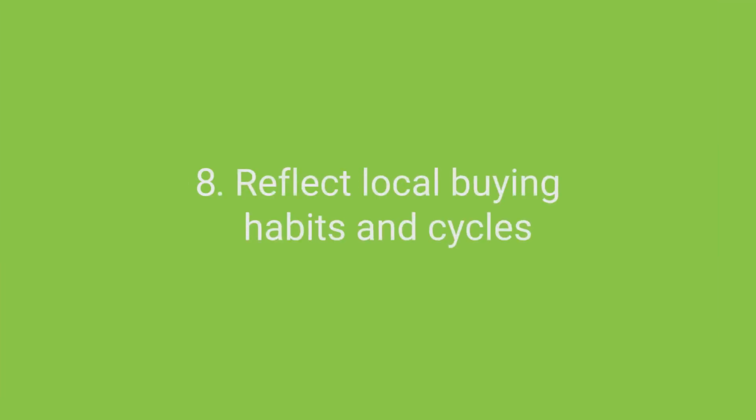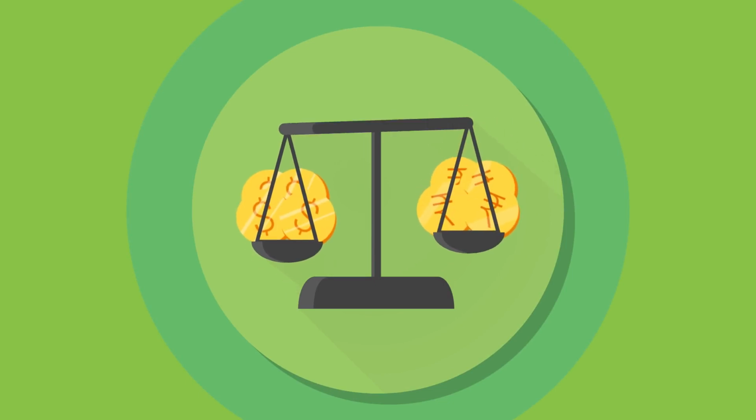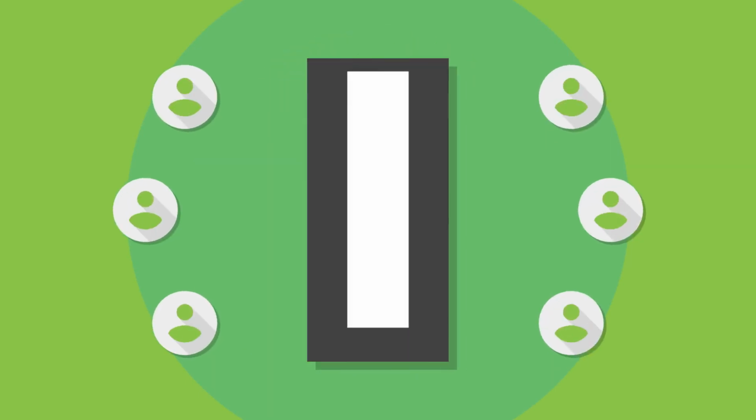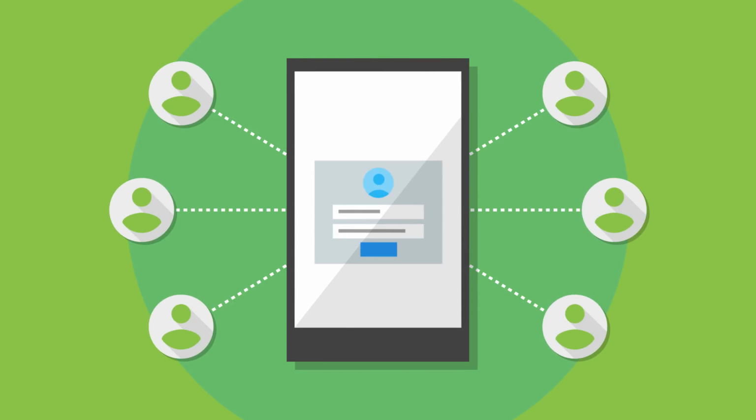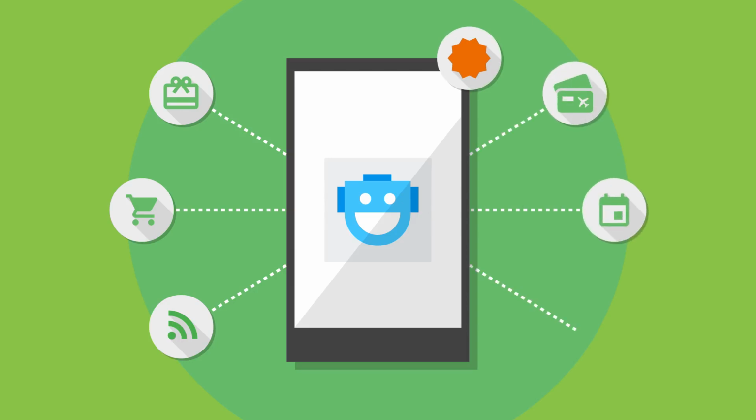Reflect local buying habits and cycles. Localize your prices and remember a simple exchange rate conversion may not be right. A good onboarding flow is vital to ensure maximum buyer conversion. Provide app and subscription trials so the user can try before they buy. And when planning promotions, understand local buying cycles. Link promotional activity with holidays, events, and monthly data plan refresh dates.